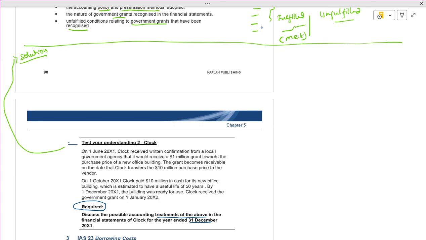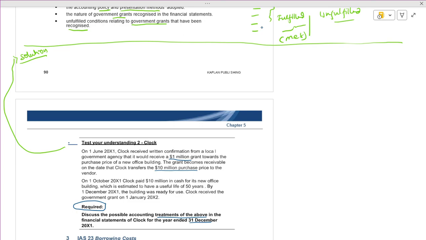On 1st June, Clock received written confirmation from a local government agency that it will receive a 1 million grant toward the purchase of a new building. It is a reasonable assurance, is it right? The grant becomes receivable on the date that Clock transfers the 10 million purchase price to the vendor. That means there is a condition attached to it.